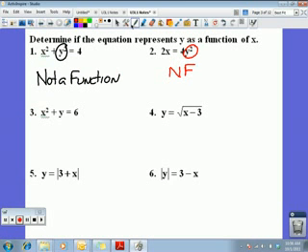Number 3, I go through my test. I go, well, is there a y squared? Do I have an absolute value of y? Or do I have a square root of y? And I don't have any of those things in number 3. So this one is a function. Number 4, I look at my y and I go, is there anything there that makes it not a function? A y squared, an absolute value of y, or a square root of y? And there's not, so this one is a function.